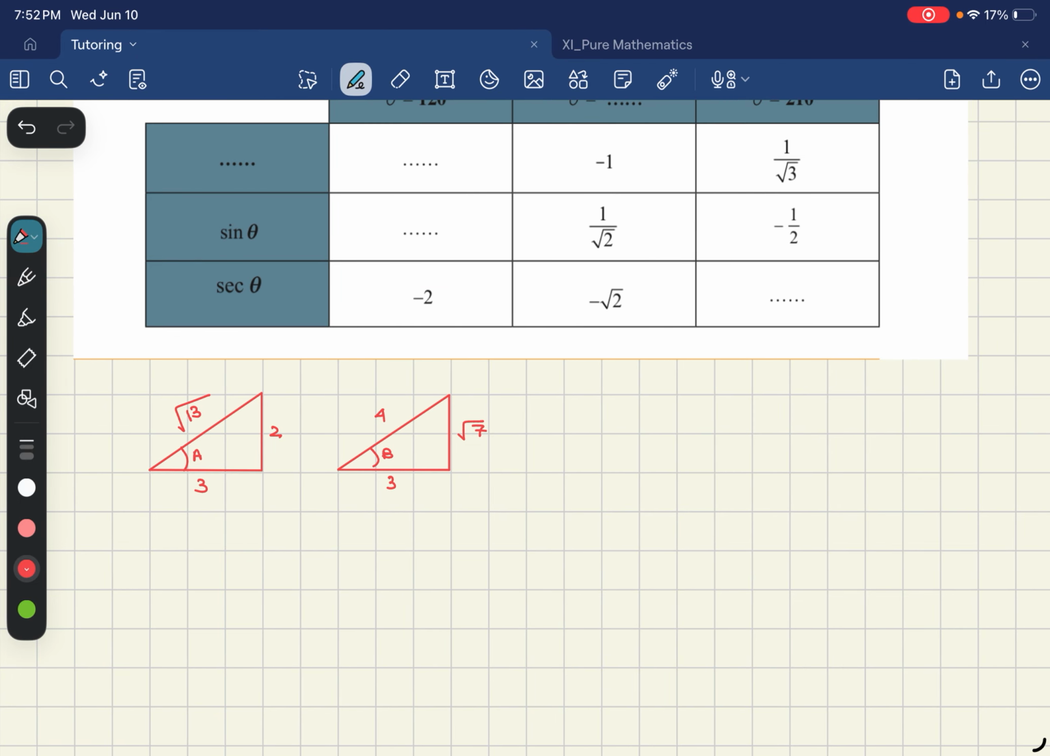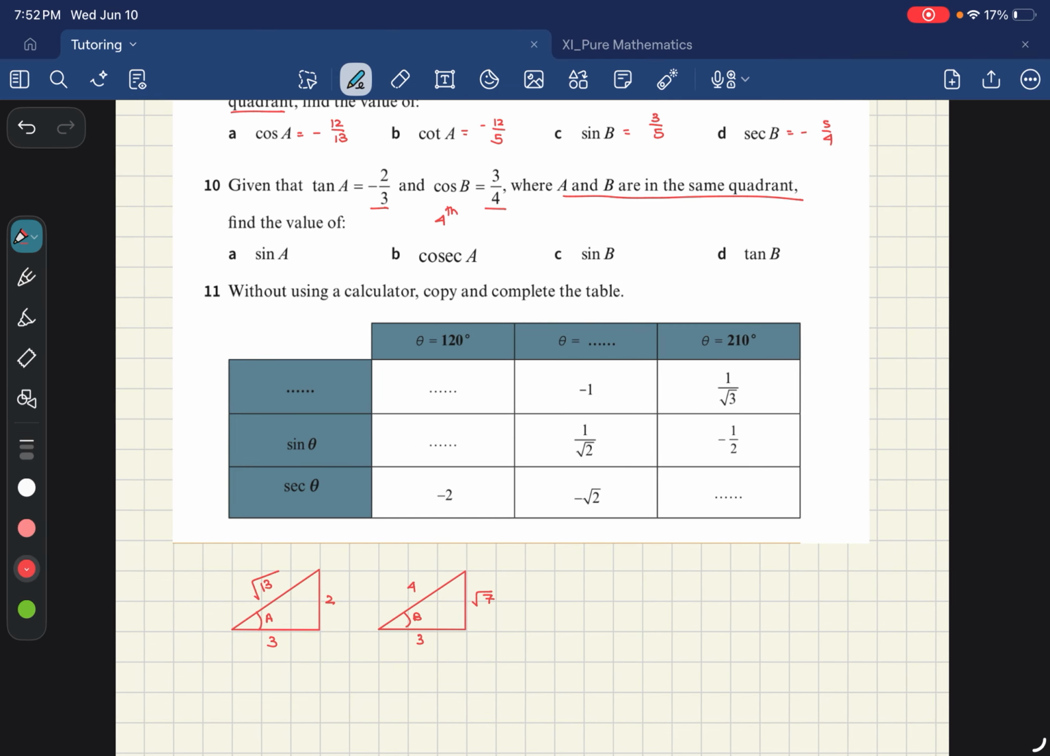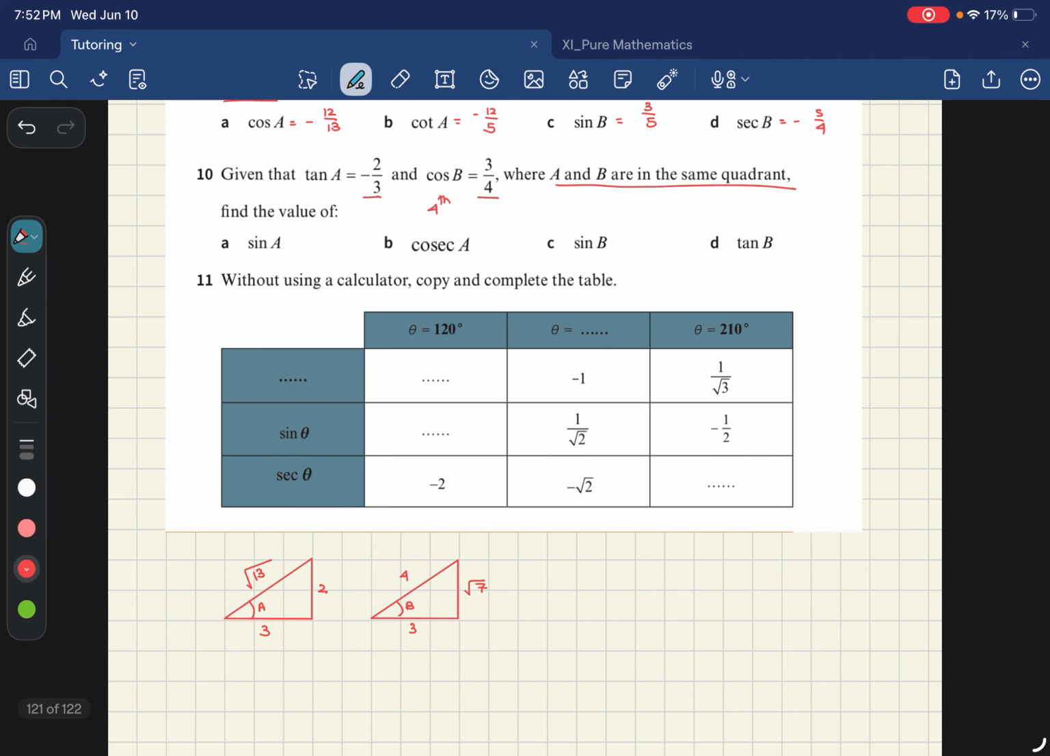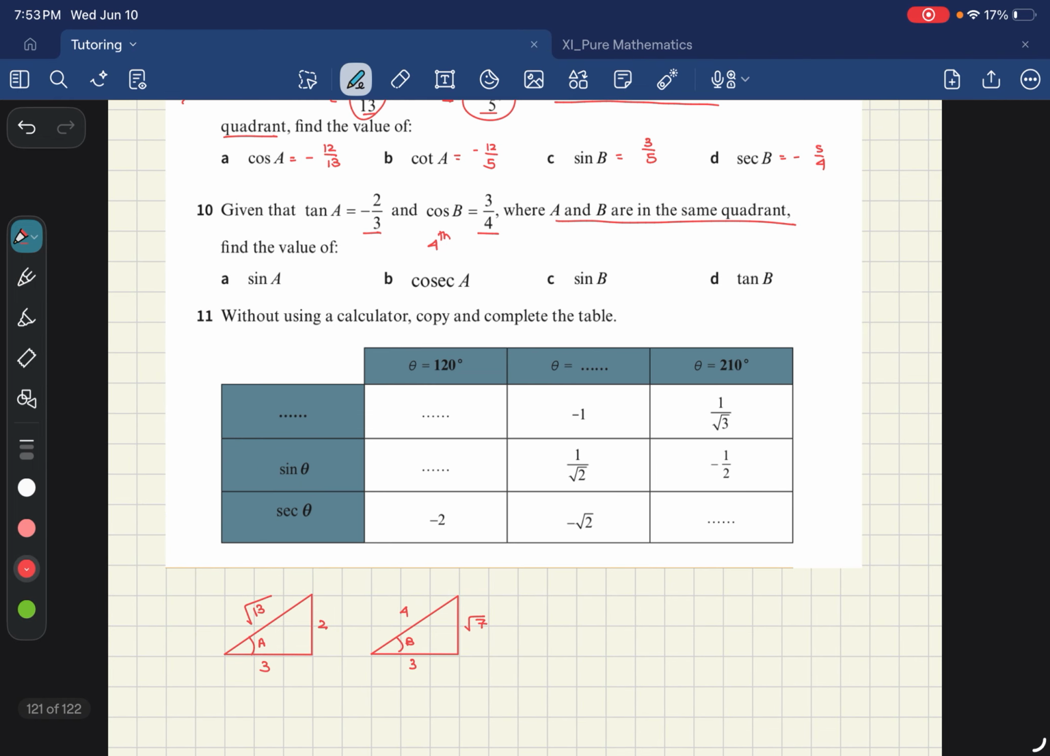So I'm going to leave you to figure out how to find the size of the triangle, because we've done so many questions now, right? So this side is going to be square root of 7, and you can check using the Pythagorean theorem to figure the sides out. And yeah, you use the sign here to figure out what quadrant it is.